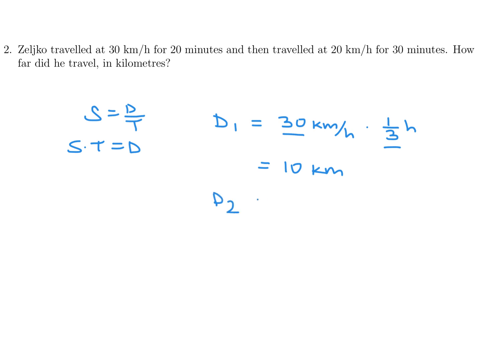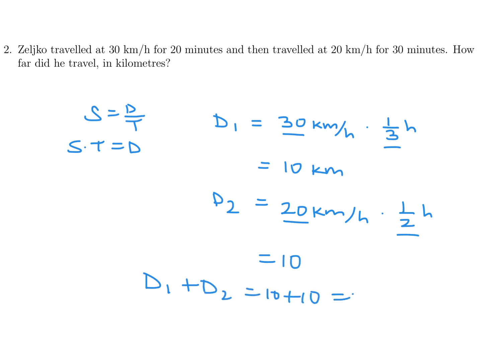The second distance, d2, is when he's traveling at 20 kilometers an hour, and that is for 30 minutes, which is half an hour. So 20 times a half is 10 again. So the total is d1, obviously, plus d2, which is 10 plus 10, and that is 20 kilometers that he travels in total.